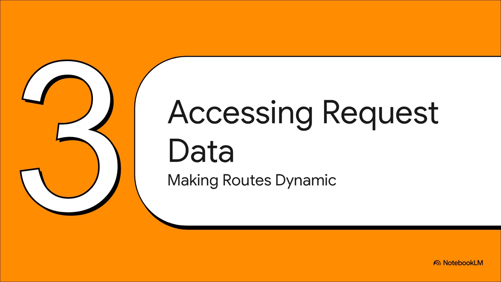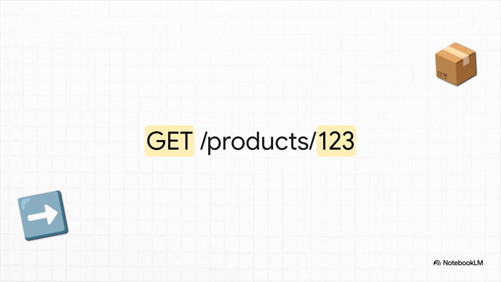Okay. Static routes are fine, but things get interesting when they're dynamic. Let's talk about accessing request data safely. So let's say you've got a route pattern like /products/ID, and a request comes in for, say, GET /products/123. Obviously, that 123 is the important part.